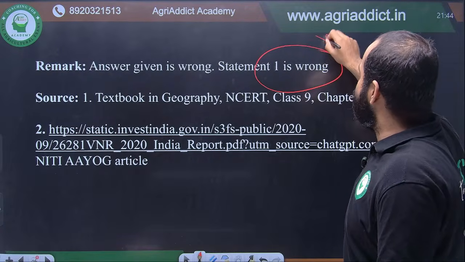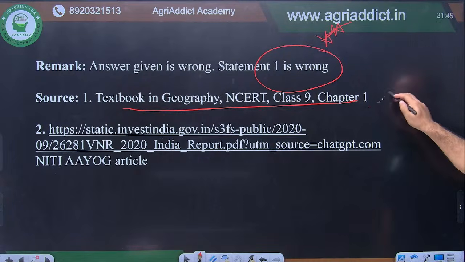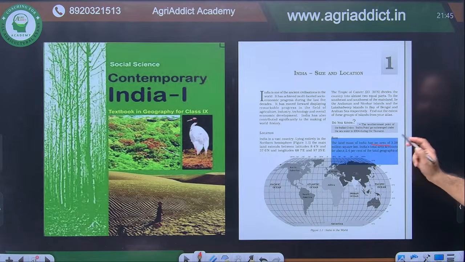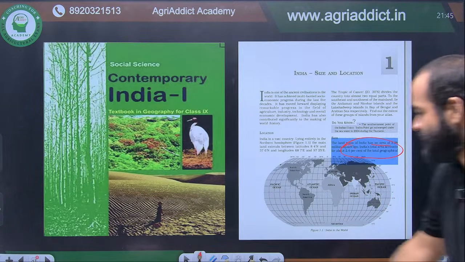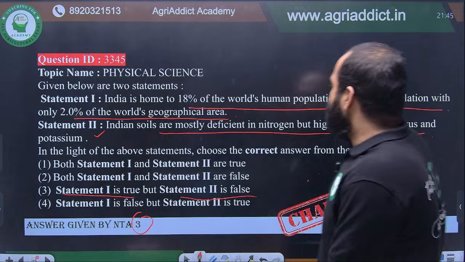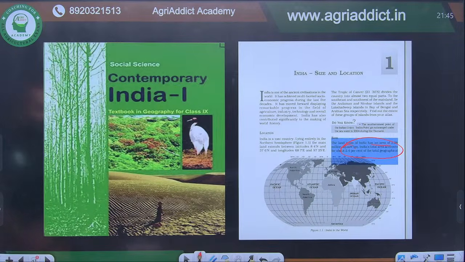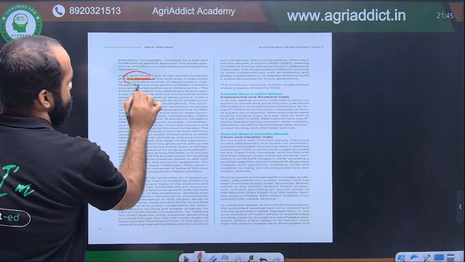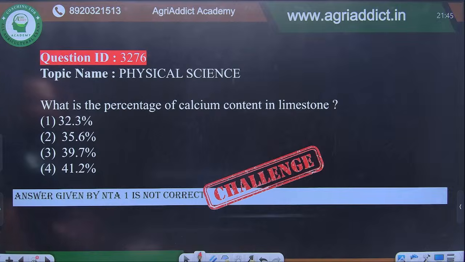Statement 1 is definitely wrong. We have a proper source for this: the geography textbook, NCERT class 9 chapter 1. Here you can see it is written, the landmass of India has an area of 3.28 million square kilometer, which is about 2.5% of the total geographical area of the world. All right. So this question also you can challenge with these sources.